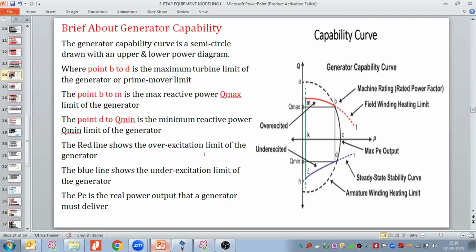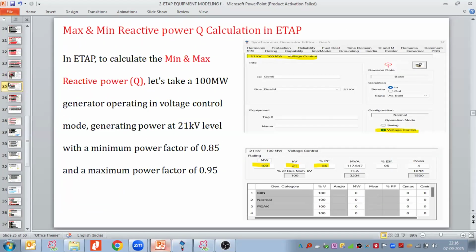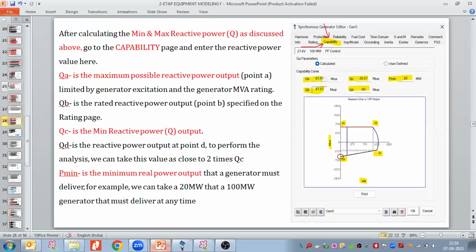Okay, so that's all for the generator for my load flow analysis purpose or short circuit analysis purpose. Okay, now let us go with the next equipment, which is the transformer.